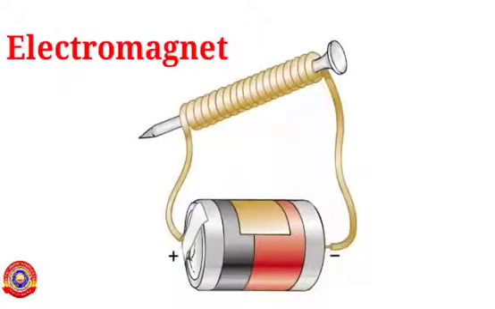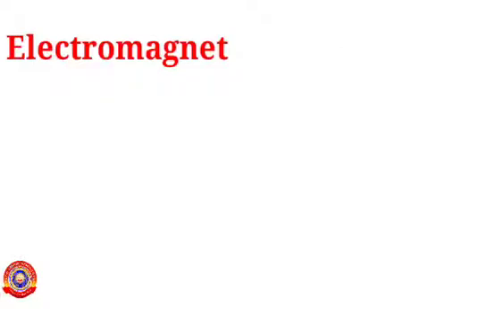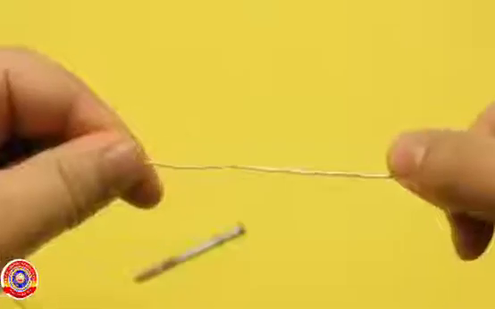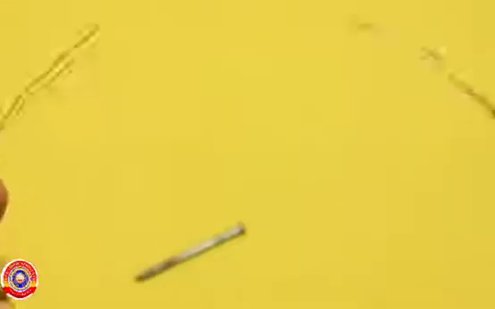Electromagnets are made by utilizing the relation between electricity and magnetism. Do you know what an electromagnet is? A substance attains magnetic power when electricity is passed through it. It is an electromagnet. Let's see how to make an electromagnet.